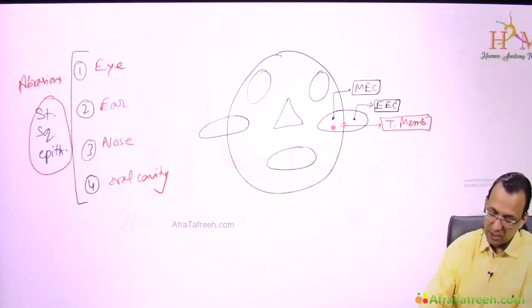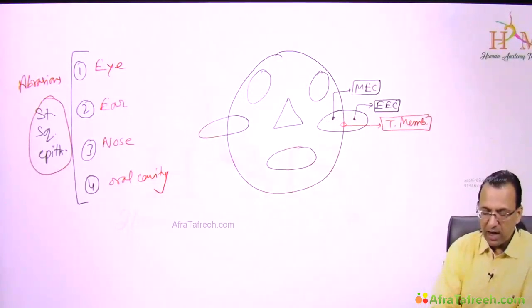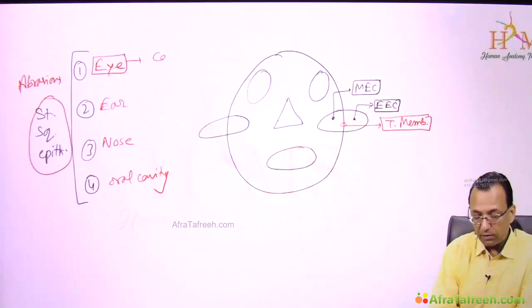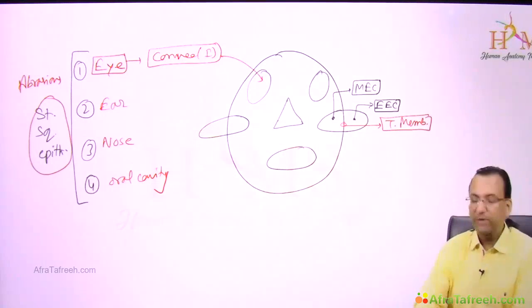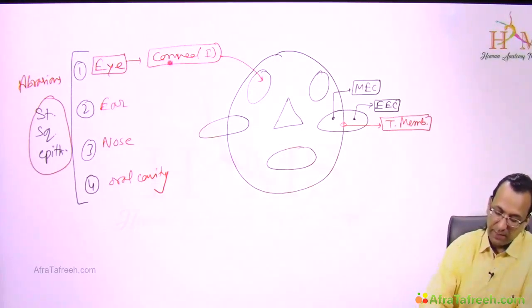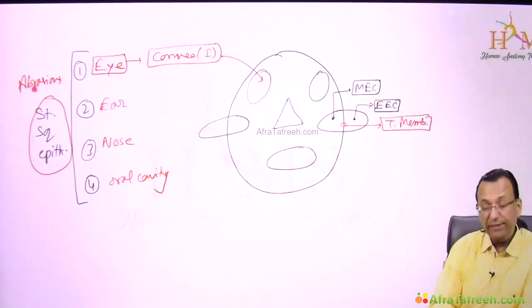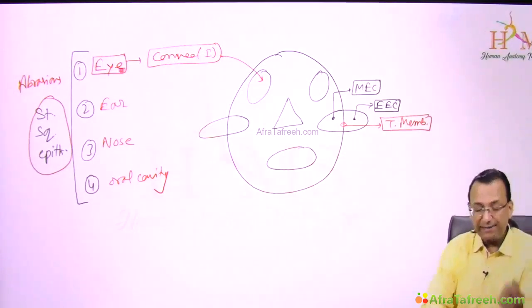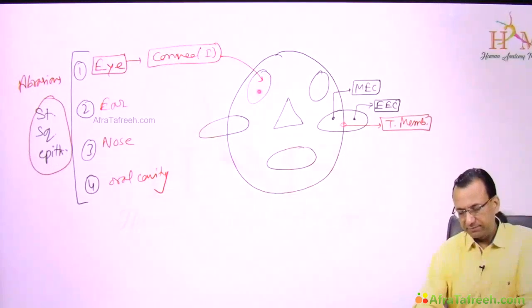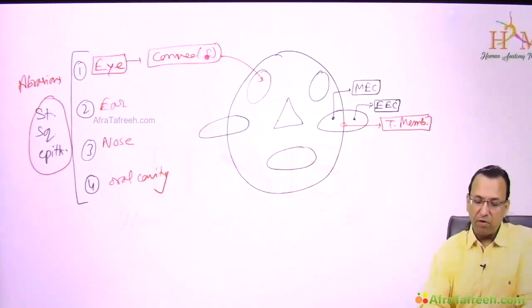Okay, then tell about the eyes. Eyes have cornea, and the first layer of cornea is lined by the stratified squamous epithelium because it is prone to abrasion. So in the eye, the surface epithelium of cornea is stratified squamous epithelium, protective against abrasion.